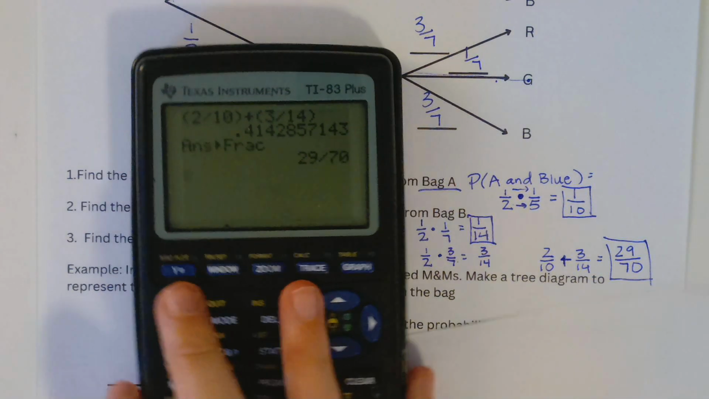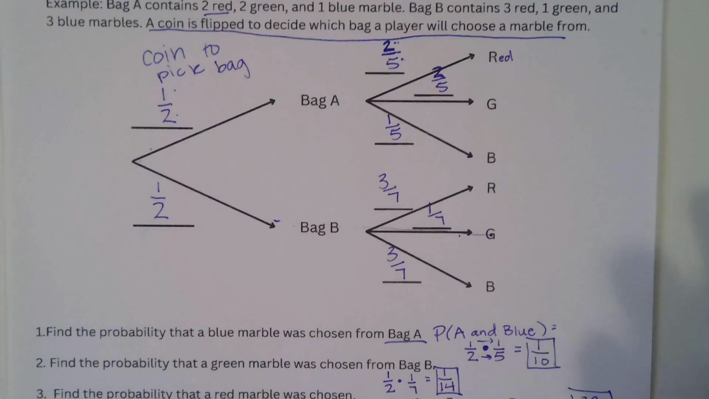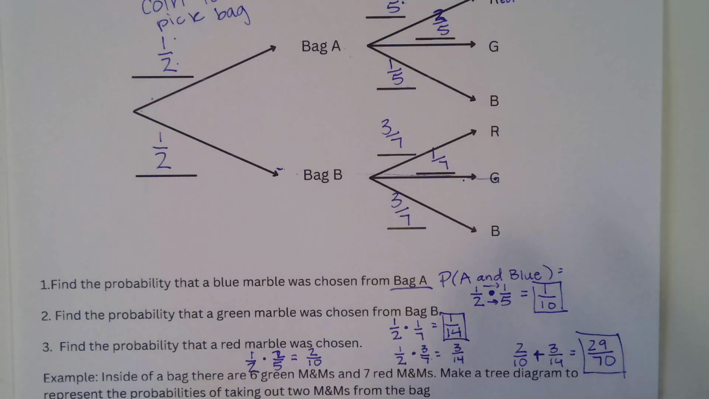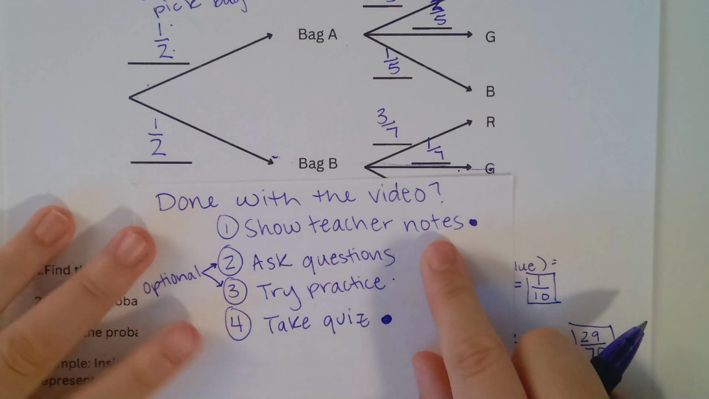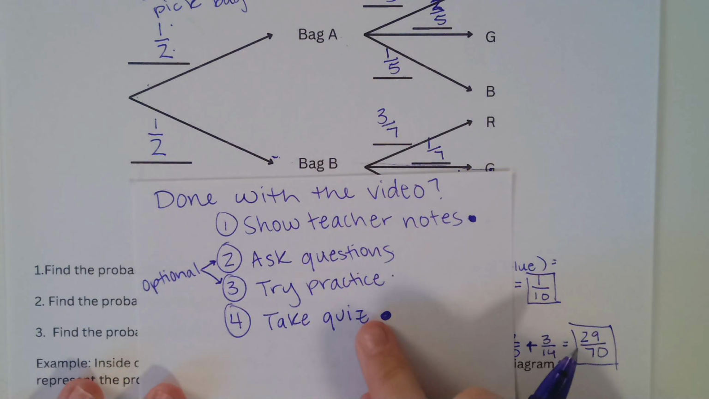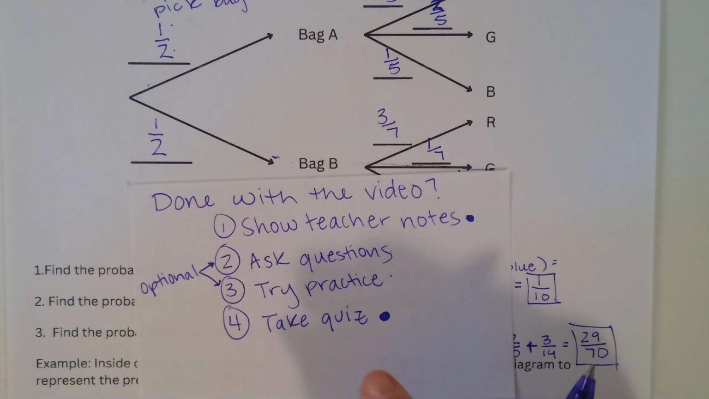All right. So that is how you work with a tree diagram. I'm going to leave that up here for just a second. Just make sure you got that written down. So from here, that's going to be the end of this lesson. If you are done with this video, there are 2 things that you are required to do: show your teacher your notes and then take the quiz. You do have to pass the quiz to be done with this section.